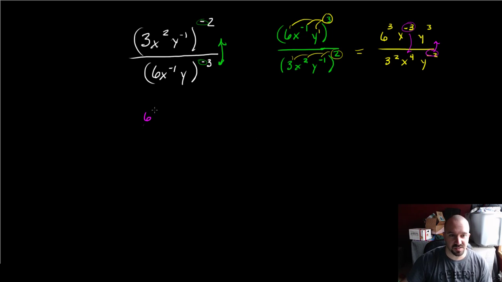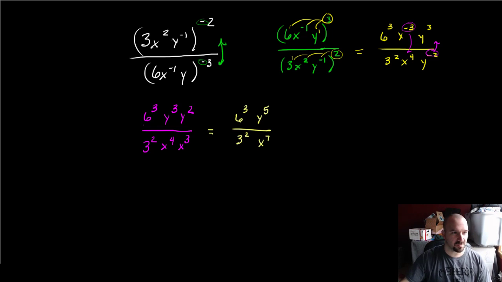That's going to leave us with 6 cubed, and then a y cubed that was already on top, and then the y squared from the bottom. On the bottom, it gives me a 3 squared, this x to the 4th, and I move the x to the negative 3 to the bottom, leaving me with x cubed. Cleaning it up, I'm going to do this in 2 pieces, and I'm going to explain the reason why I'm doing this other piece over here. But this is 6 cubed, and this is going to be y to the 5th, and then 3 squared, and x to the 7th. Okay, so now I've got a problem.